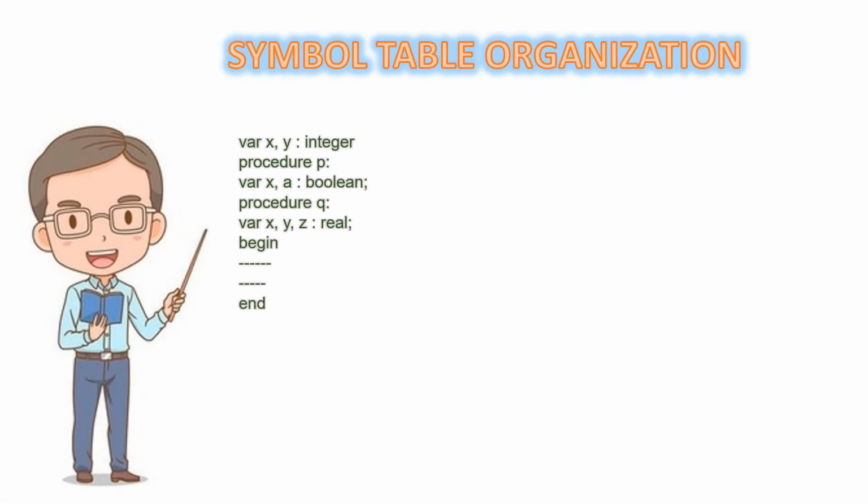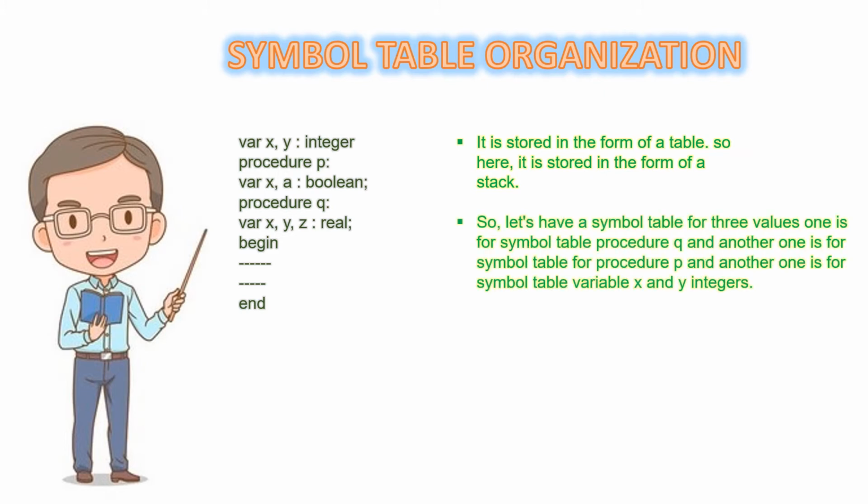Symbol table organization. It is stored in the form of a table. So here, it is stored in the form of a stack. So, let's have a symbol table for three values. One is the symbol table for procedure Q, another one is the symbol table for procedure P, and another one is the symbol table for variables X and Y integers.